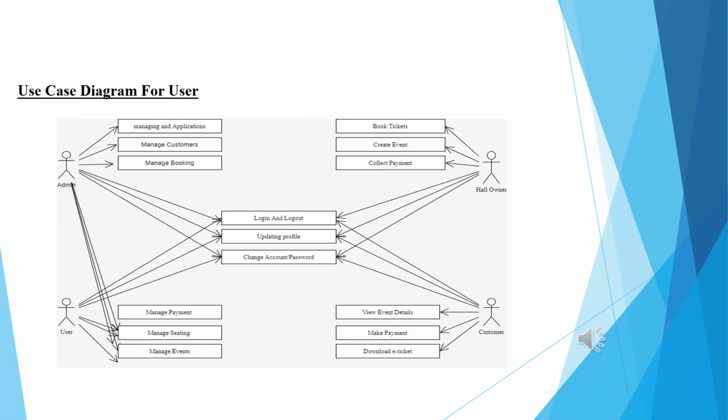The next slide is about the use case diagram. Use case diagrams describe the high-level functions and the scope of a system. These diagrams also identify the interactions between the system and its actors.